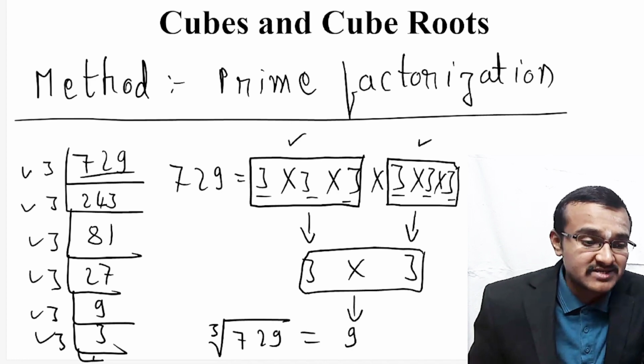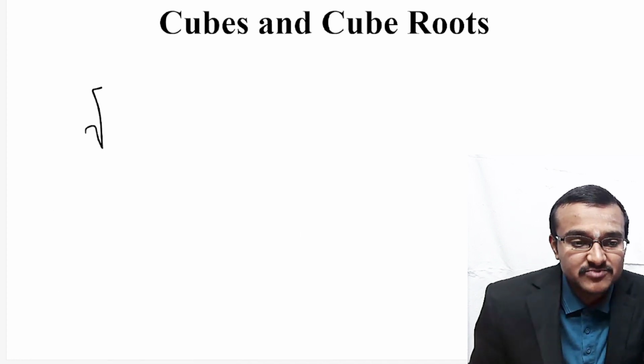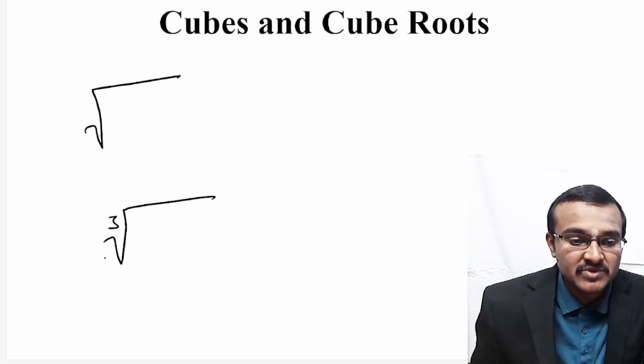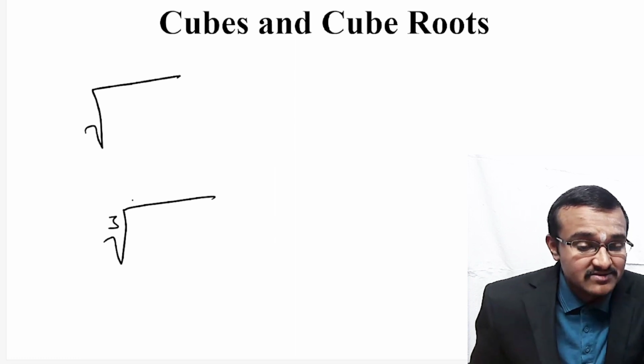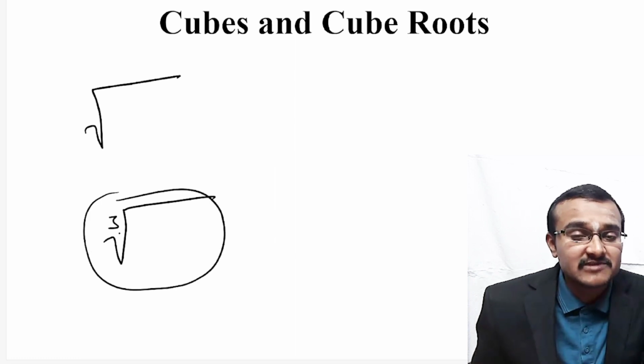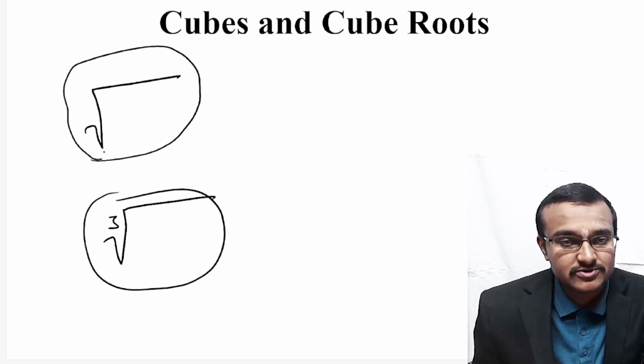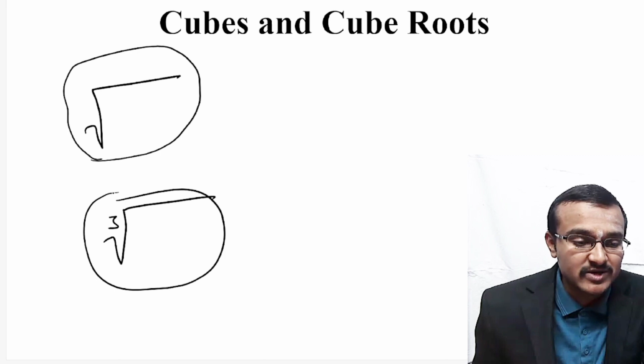When you want to express a square root, you put this particular symbol. When you want to express a cube root, you should put this symbol and write 3 over here. So if you write 3 on this symbol, then the entire symbol becomes the cube root. This symbol is actually the square root, so if you put 3 on this square root symbol, it will become the cube root.